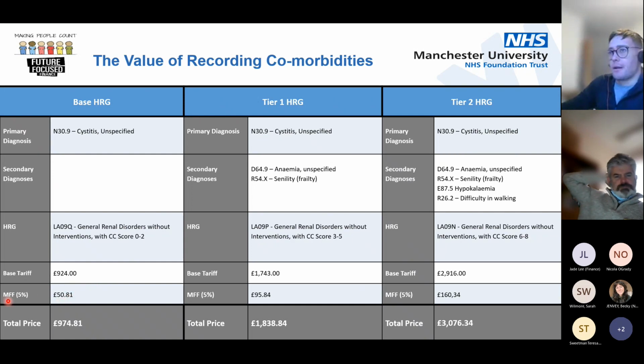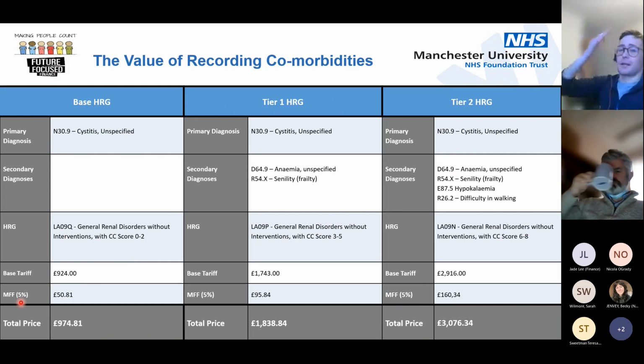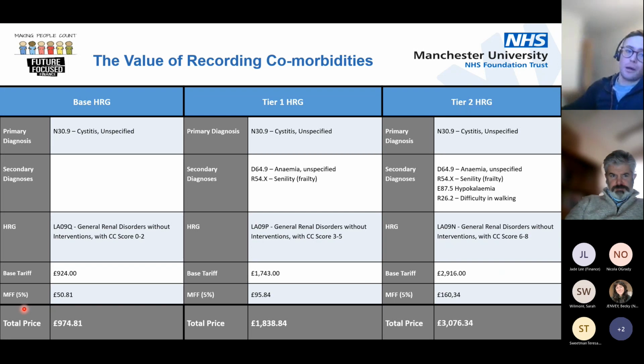Market forces factors are designed to account for the fact that location plays a big part in costs. So in city centre trusts, you will get a higher market forces factor uplift to take into account the fact that running costs are higher, cost of living is higher, things like that. In London in particular, the uplifts are in the region of 12%. 5% is what we've got in Manchester. In rural areas, it tends to be a little bit lower, and that is just added on to the base tariff. So we get a total price there of £974.